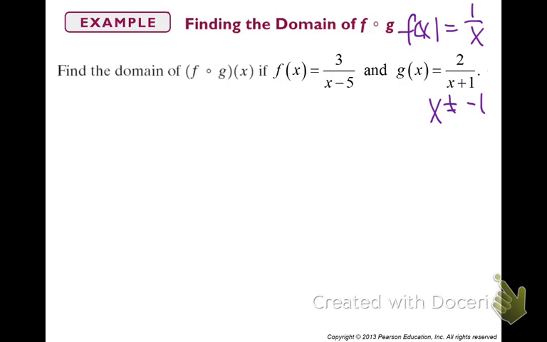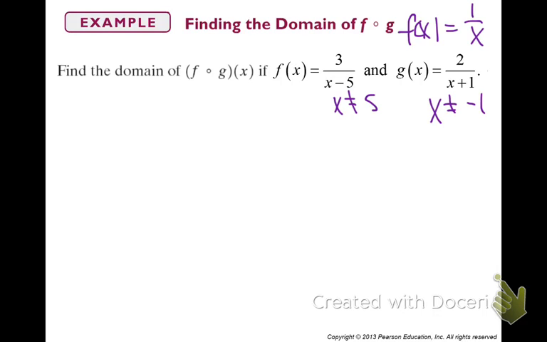Okay, what about f of x? What transformation happened here? Plus 5, right? We moved this thing to the right 5. Therefore, our asymptote now is sitting at x equals 5. Therefore, that is a domain restriction. Does that make sense? Okay, so whenever you have your rationals, this is where those domain restrictions come in, and you have to pay attention to them.